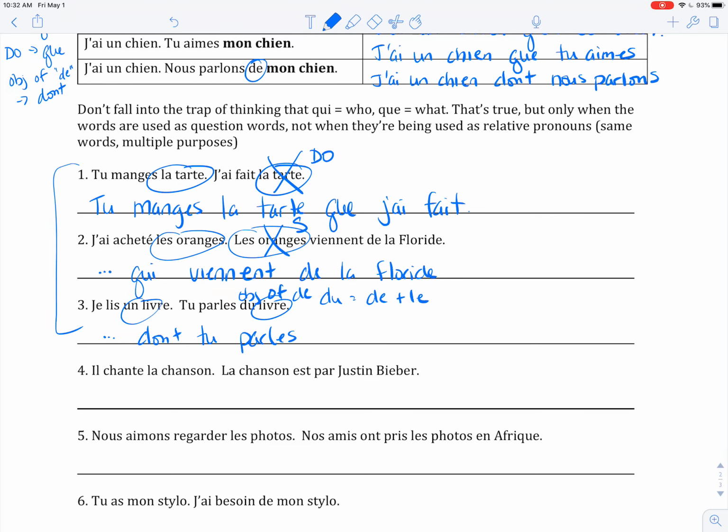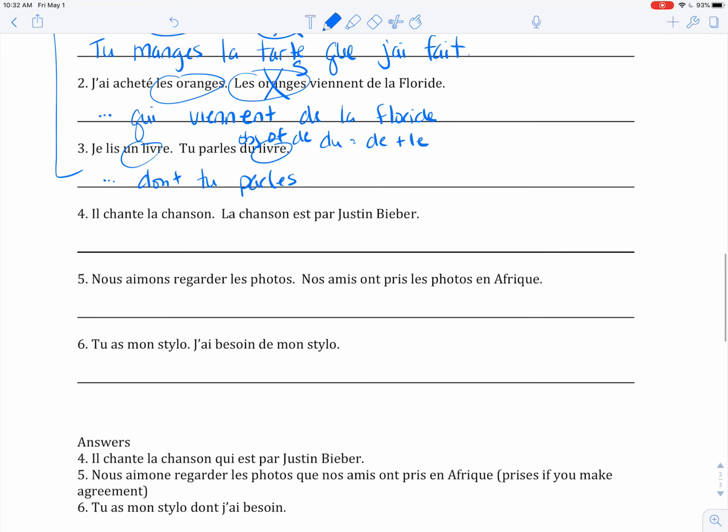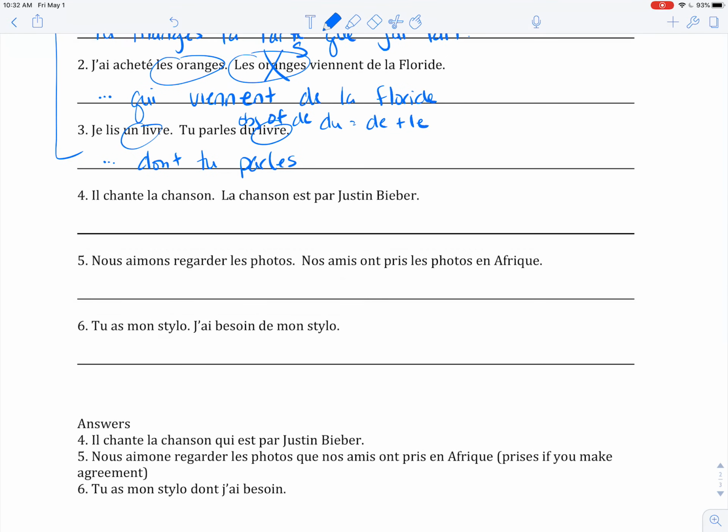I'm going to leave you with the last three that you can try on your own, and then you can check the answers down at the bottom if you'd like to check your work before you go on to the assignment.